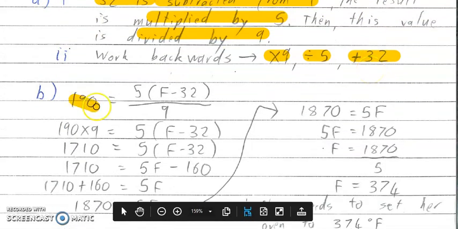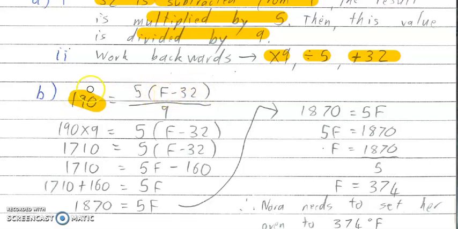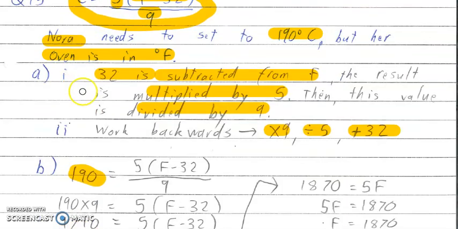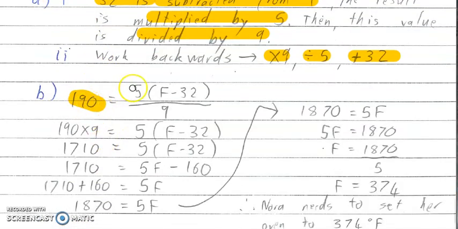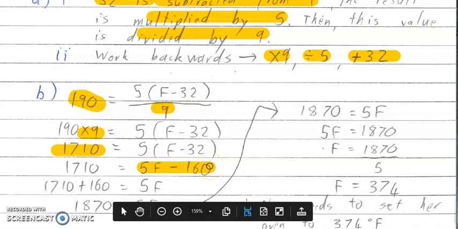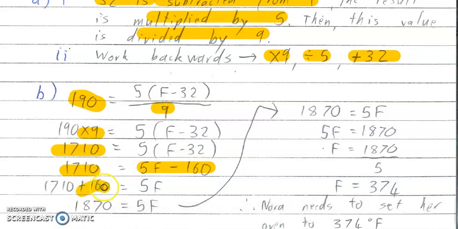So if Nora needs to set it to 190 degrees Celsius, what's it going to be in Fahrenheit? So I've replaced the Celsius measurement with 190 degrees. So 190 equals 5, bracket f take 32, close bracket, divided by 9. First thing I did was I moved the 9 over here. Opposite of divide 9, multiply by 9. This gives me 1,710 is equal to 5, bracket f take 32. Next thing I did was I expanded the bracket, giving me 5f, take away 160 is equal to 1,710. Then I moved the take 160 over the other side by adding 160.